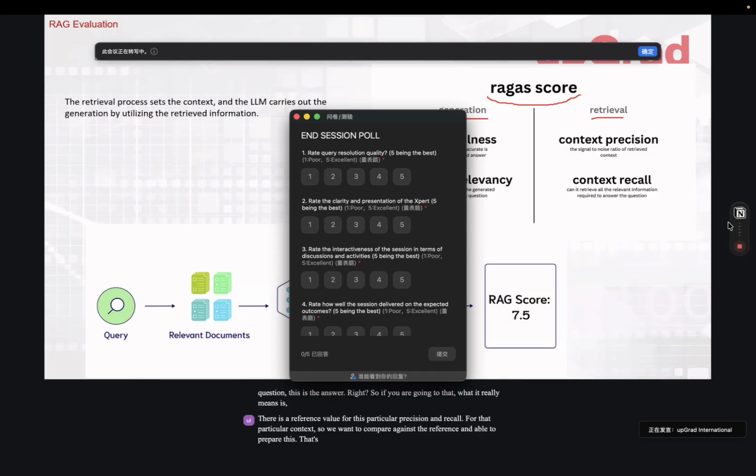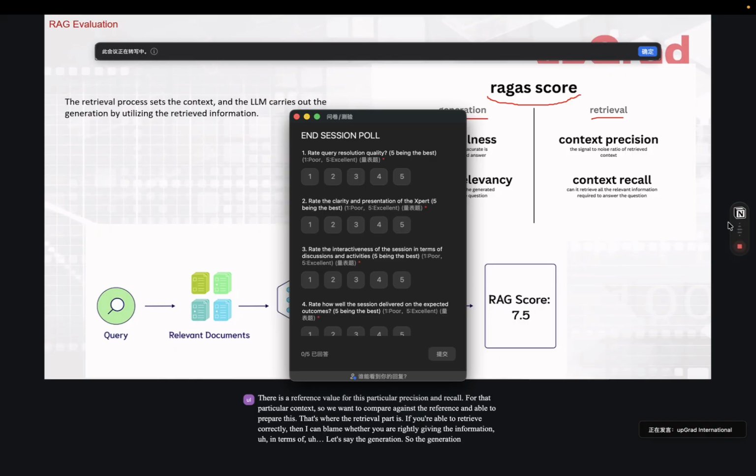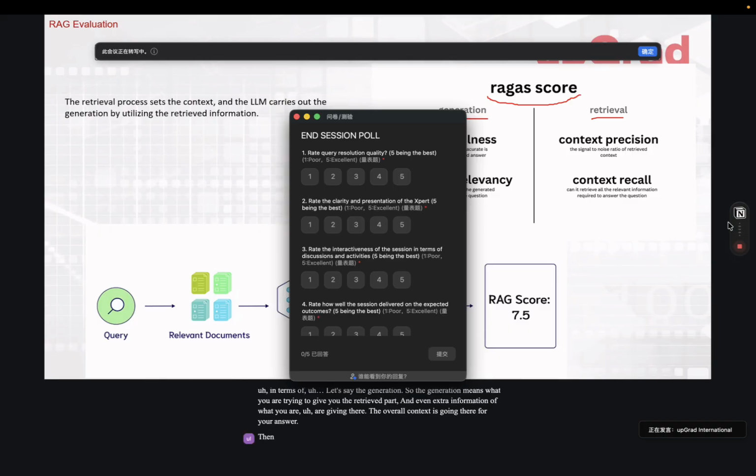That's where the retrieval part is. If you're able to retrieve correctly, then I can blame whether you are rightly giving the information in terms of, let's say, the generation. So the generation means what? You are trying to give the retrieval part and even extra information of what you are giving there. The overall context is going there for your answer. Then here also, how factually accurate is the generated answer, on what basis can it get, right?